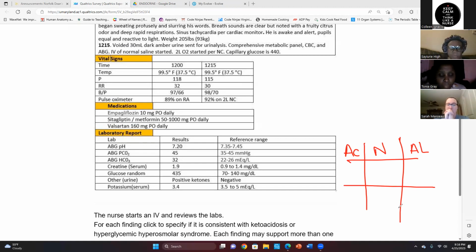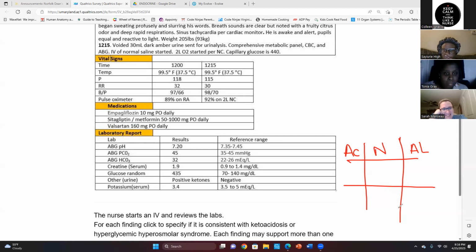Okay, sounds good. All right. Since you all are working it out in your mind, I'll do it off to the side. So this is my tic-tac-toe. AC stands for acidic or acidosis, N is for normal, and AL is going to be alkaline.